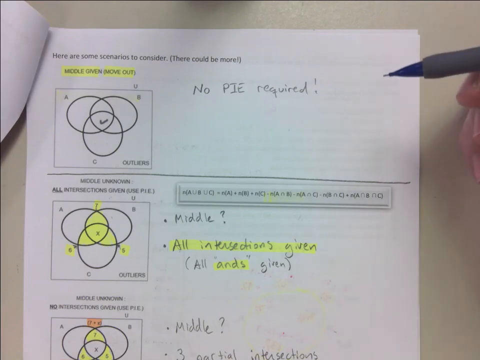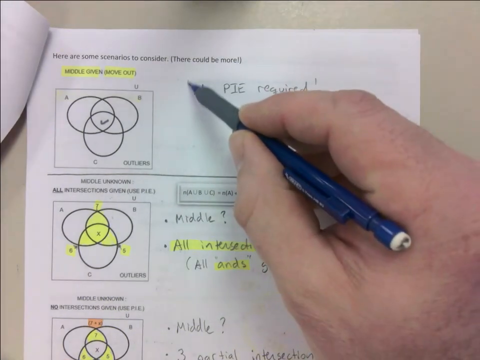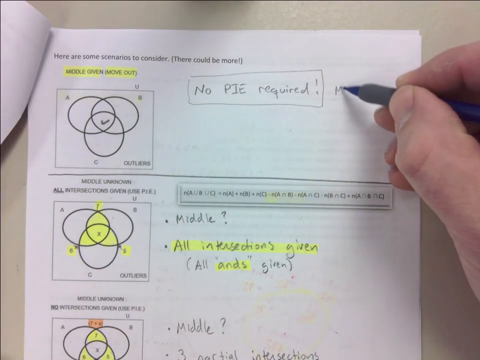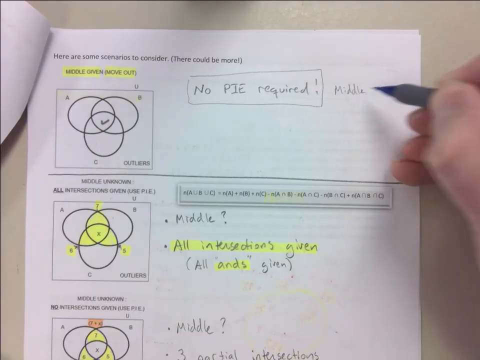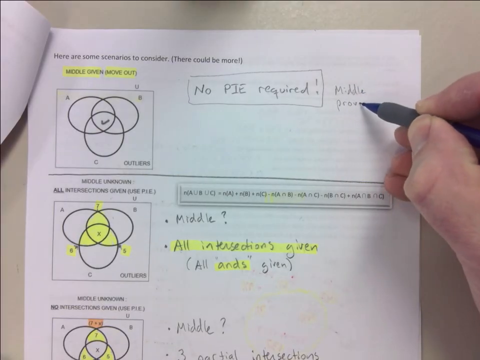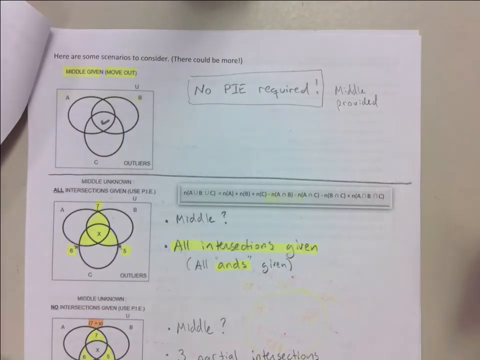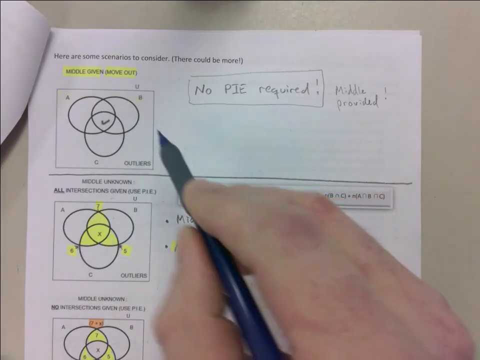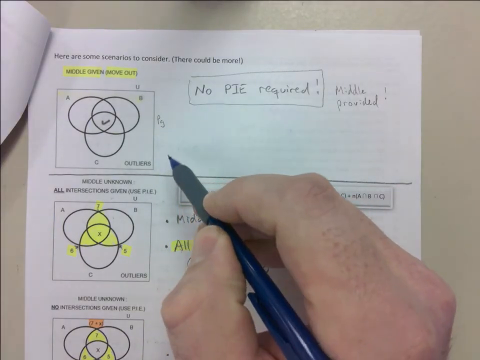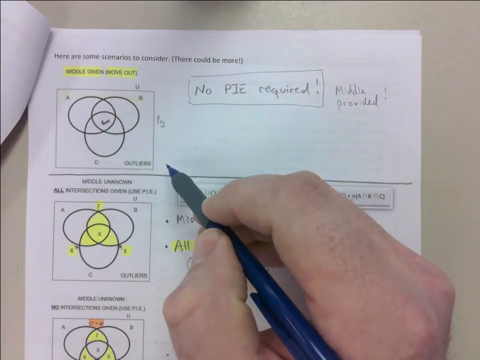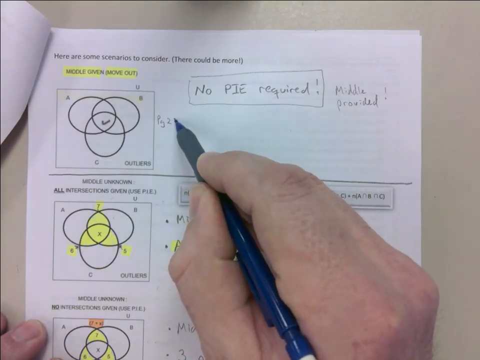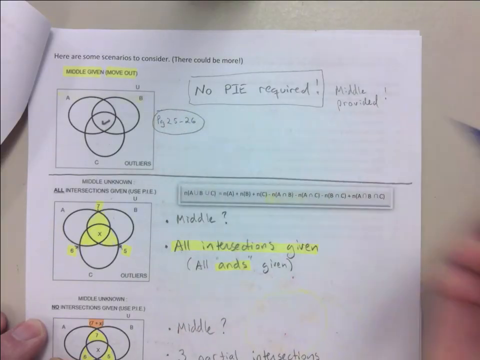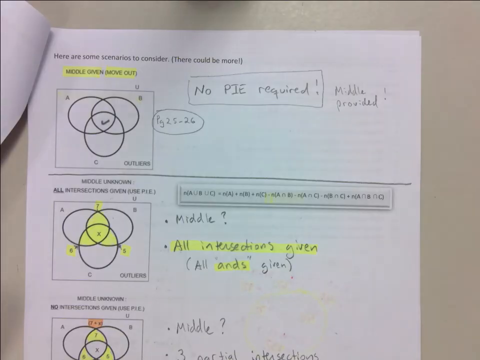So on page 24, the examples where no pi is required, where the middle is given in a sense. Middle provided. This is on page 24, okay? Middle is provided. If you want some examples, and obviously there are more across the booklet, but here in particular, you would just go to page 25 to 26. Okay, that's where you would find those.